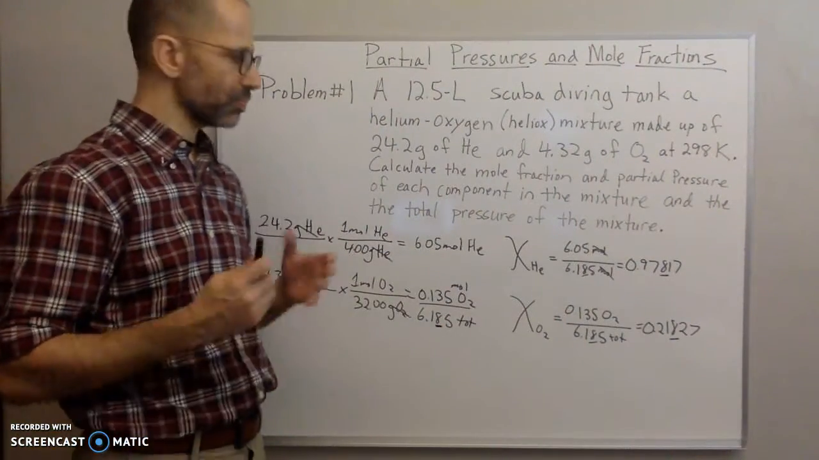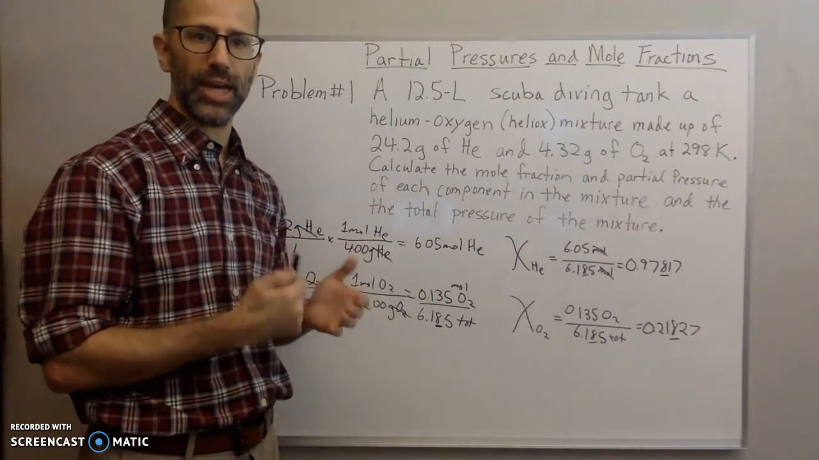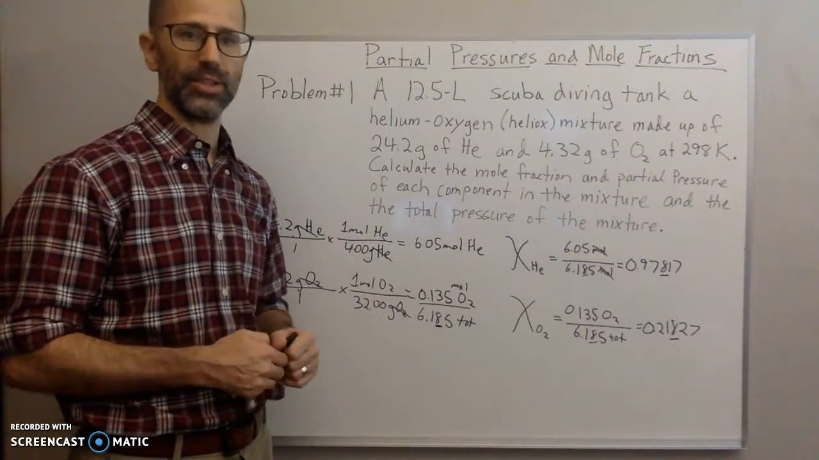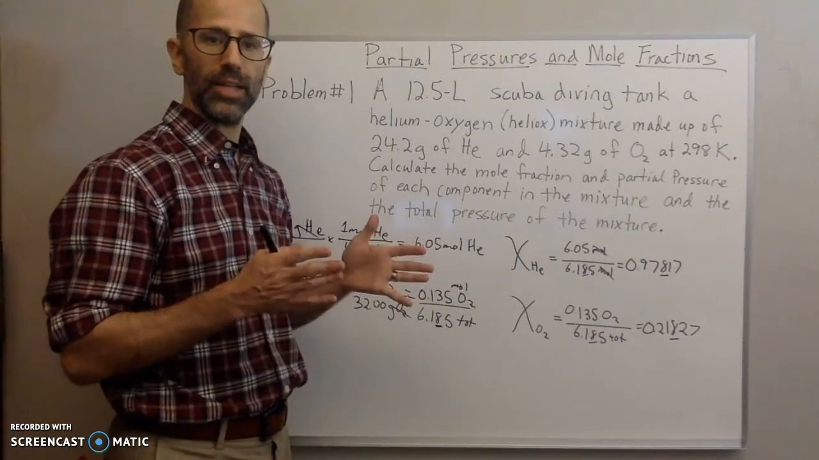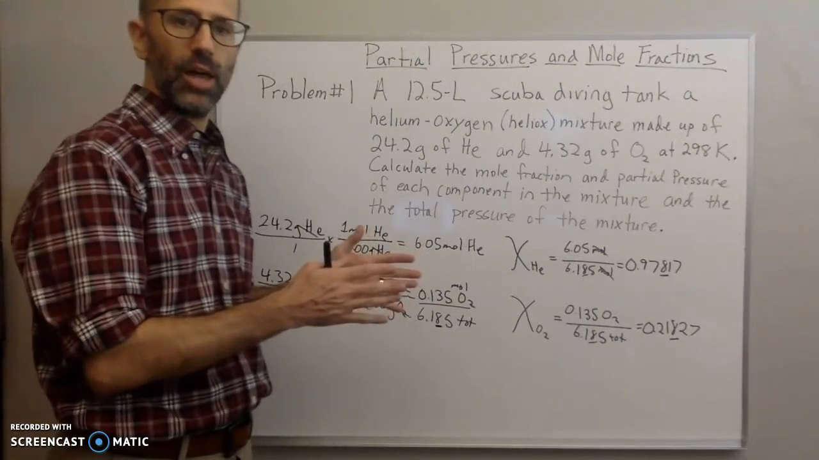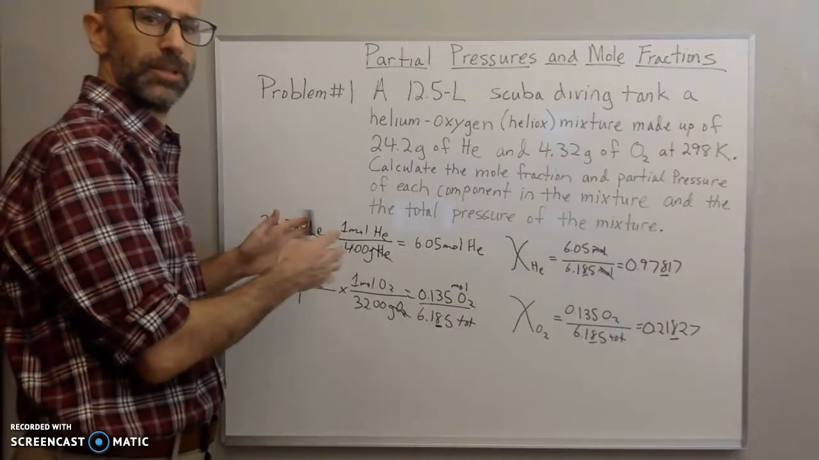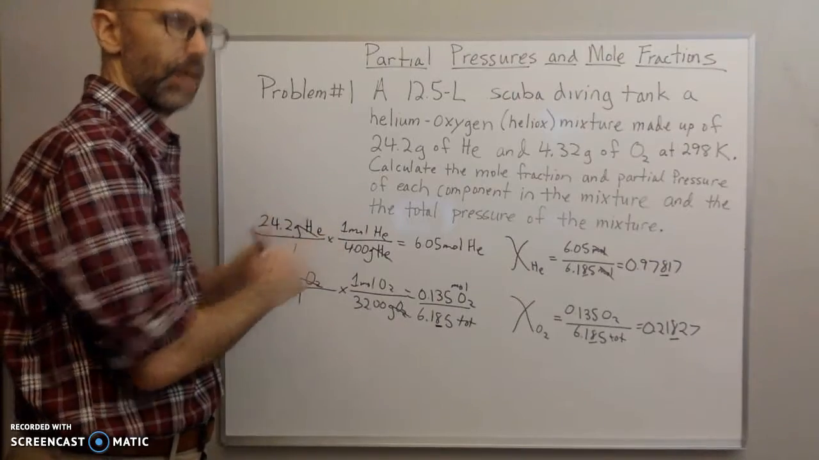Last time I found the partial pressures of each one using the ideal gas law. But you can actually find the total pressure first using the ideal gas law. And the way you do that is, if you know that the partial pressures are equal to, you use the ideal gas law, if the partial pressures of the, how do I say this?